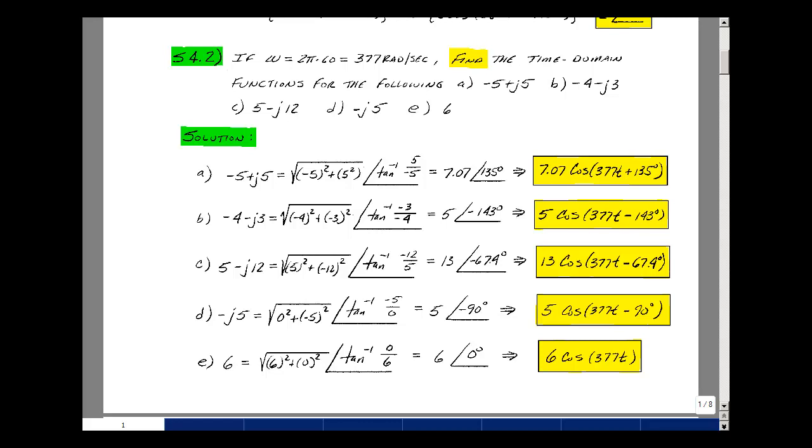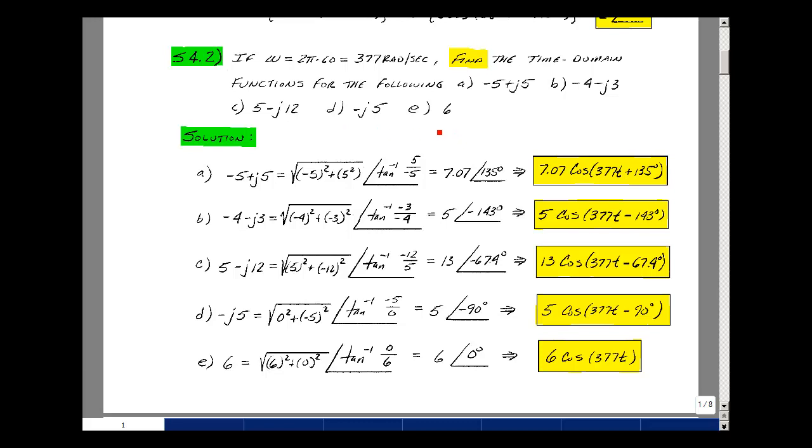So let's then deal with supplemental problem 4.2. You can find this problem in the course ebook in the Chapter 4 Supplemental Problems on page 1. Suppose I have a 60 Hertz frequency. That would correspond to 377 radians per second. Can you find the time domain functions for the following phasors? -5 plus j5, -4 minus j3, 5 minus j12, minus j5, and 6.